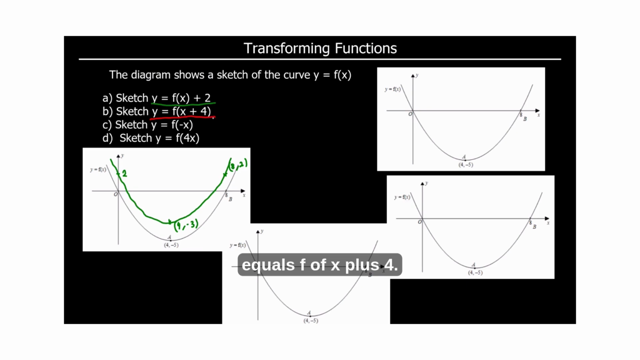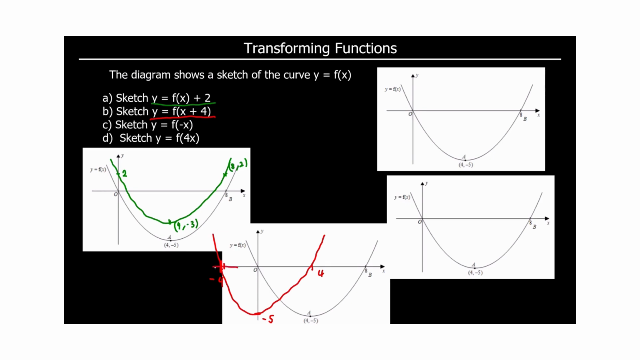y equals f of x plus 4. Inside the bracket, changes the x, does the opposite. So take away 4 from all of the x's. So that's 8 will become 4. 4, negative 5 will become 0, negative 5. And the origin will move to negative 4. So the whole graph moved 4 spaces to the left.